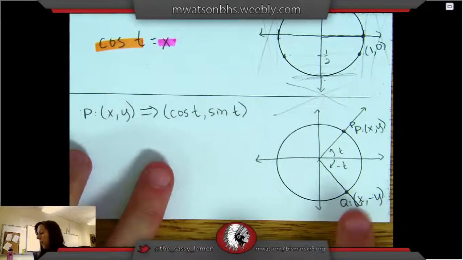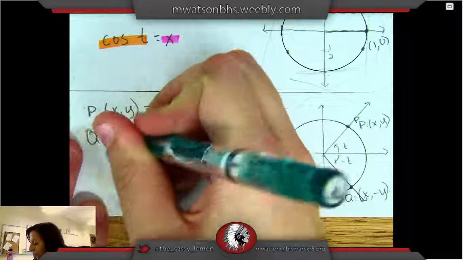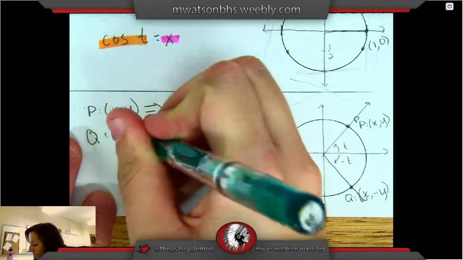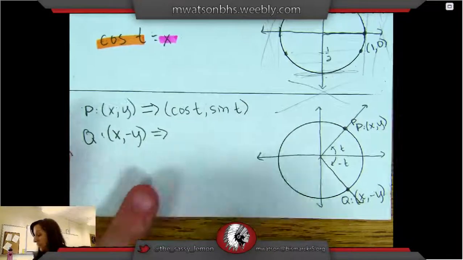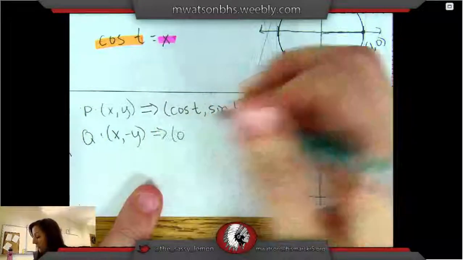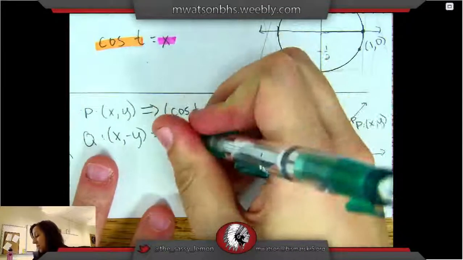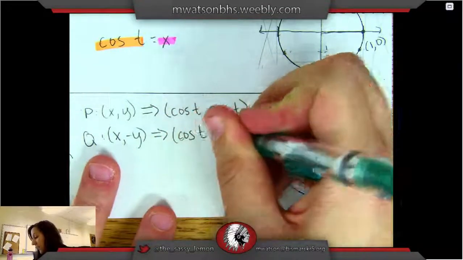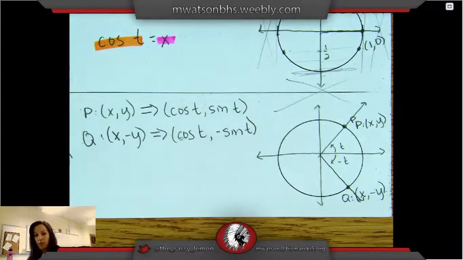Now let's take a look at Q. X comma negative y means that that's going to become, can't write today, going to become cosine of t comma negative sine of t, because it was negative y.